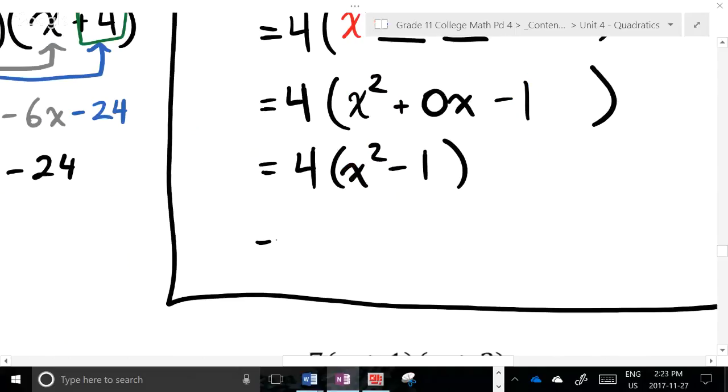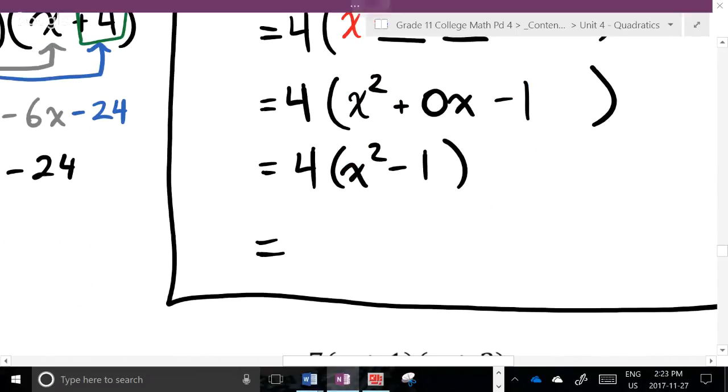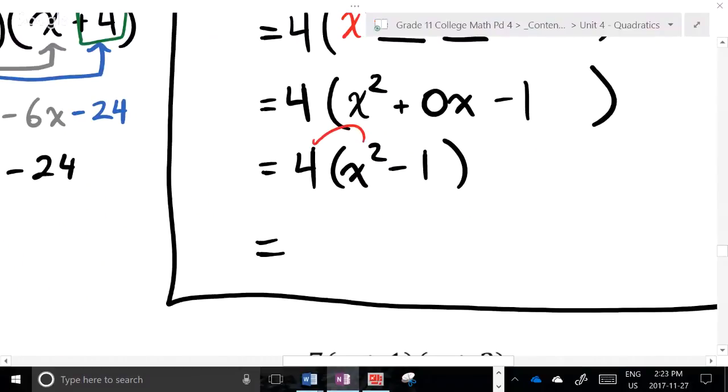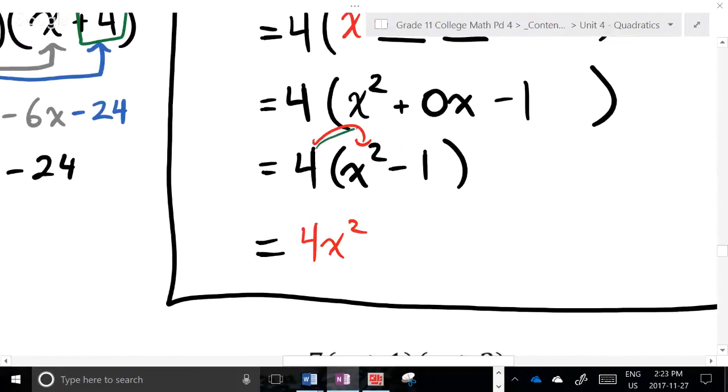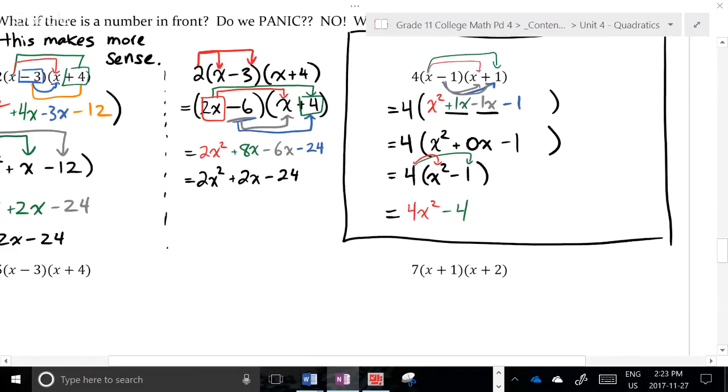Now, what's the last step then? Yeah, so we multiply 4 by x squared to give us 4x squared. Very good. And we do 4 times -1, which gives us -4. And that would be the final answer. That make sense? Okay.